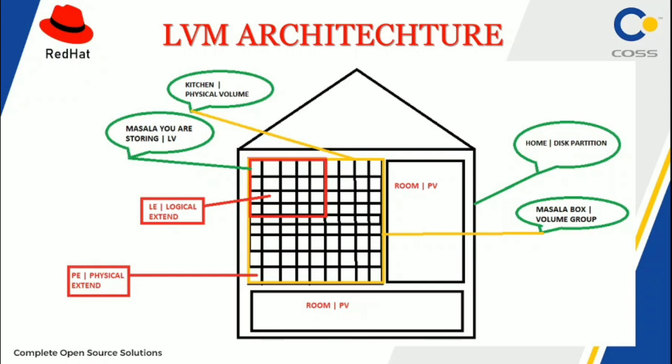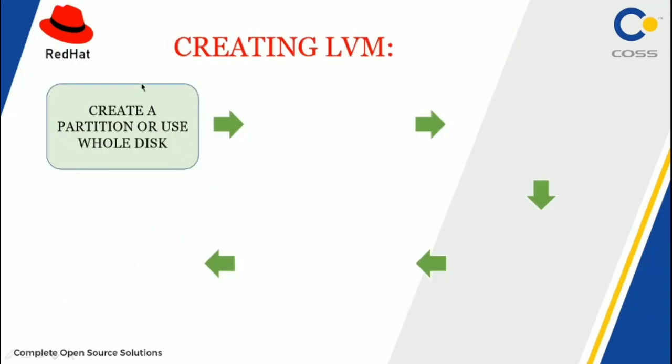And the remaining free boxes where you have not stored any spices will be called physical extents, and there we are not going to store any data. Until you initialize them inside your logical volume, you cannot store data there. Okay, that is the whole architecture. So now the steps we are going to tell here. First we need to create a partition or use a whole disk. Only then can we do it.